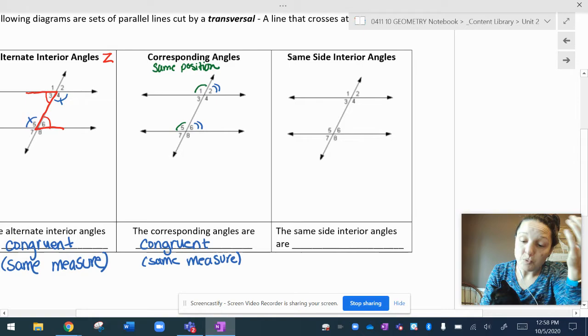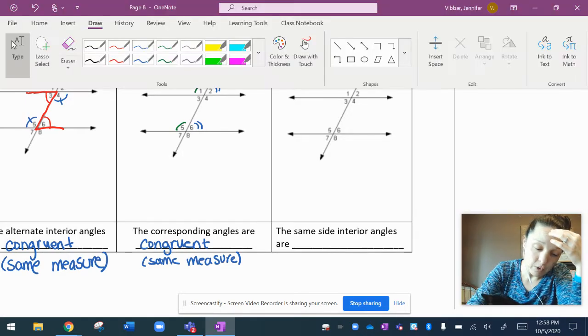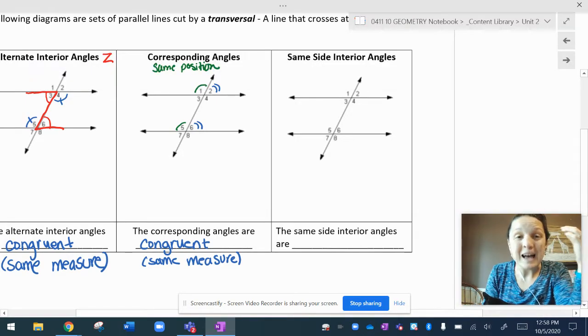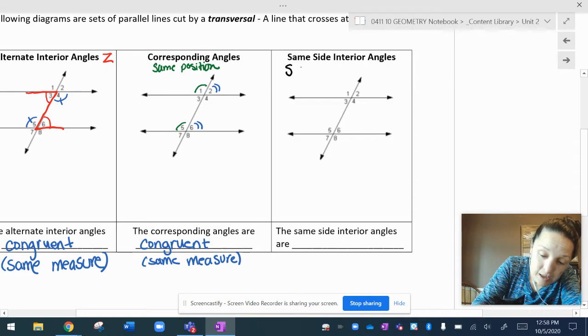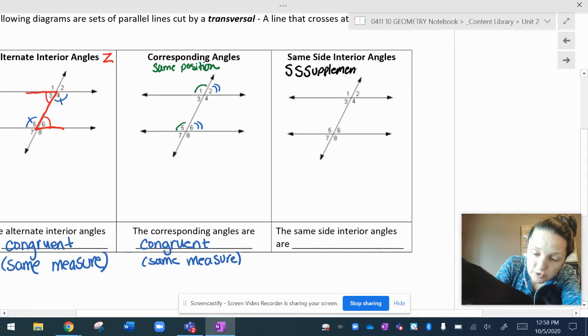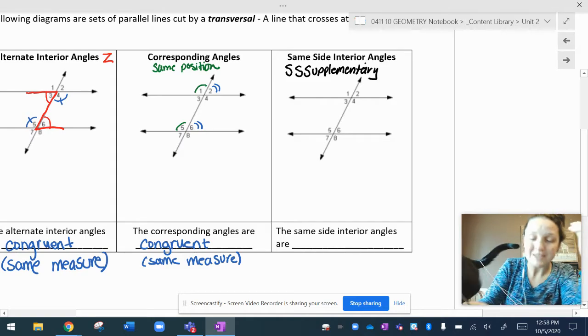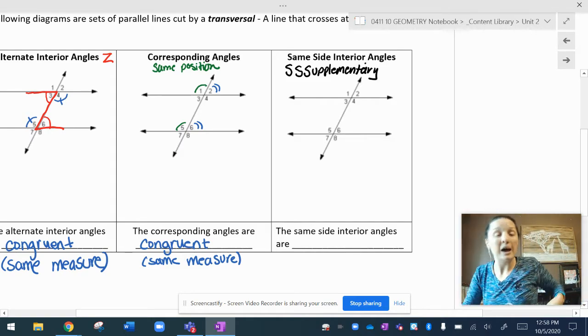And last but not least, we have same side interior angles. Same side interior, same side supplementary. So when I talk about this in class, I'm going to say same side supplementary.